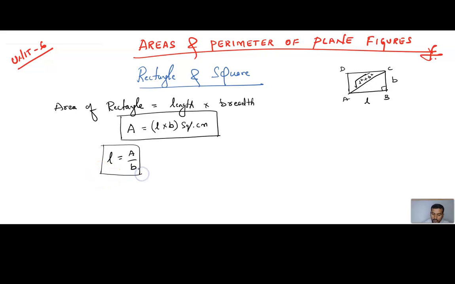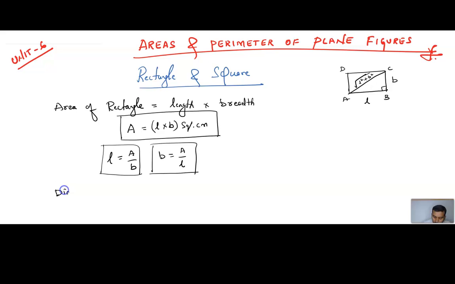That is length. If you want breadth, what you should do? B is equal to A by L. Is this clear, children? So, if you want length, you can write A by B. If you want breadth, you can write A by L. Same formula, we have to cross multiply. That's it, nothing else. Now, children, I hope you have understood: length is area by breadth. If you want to find breadth, then area by length.